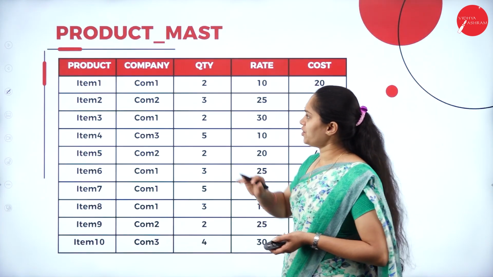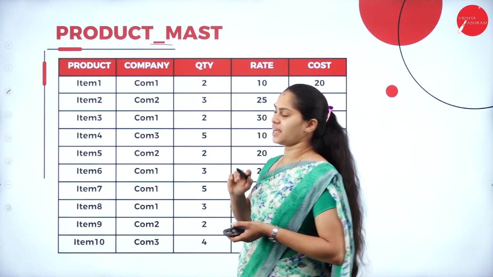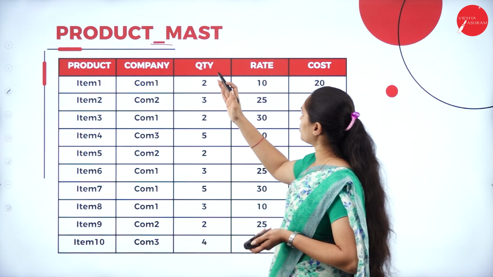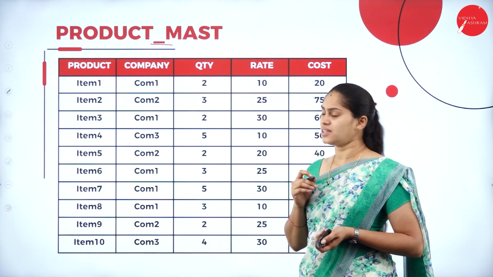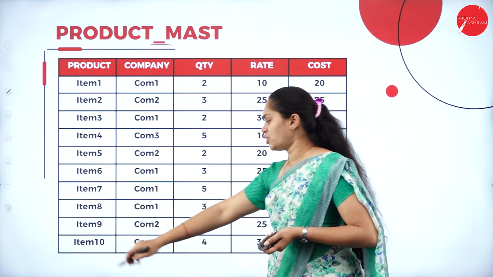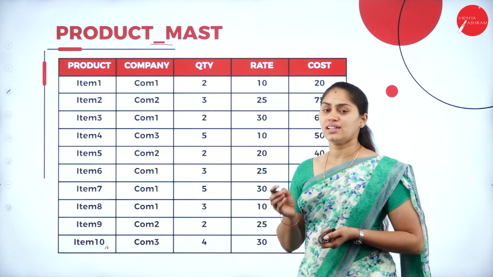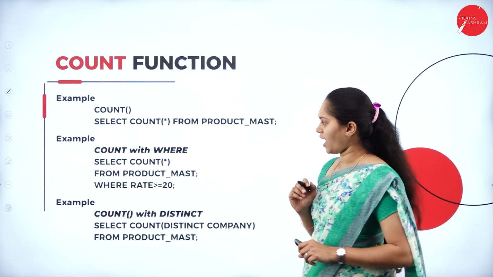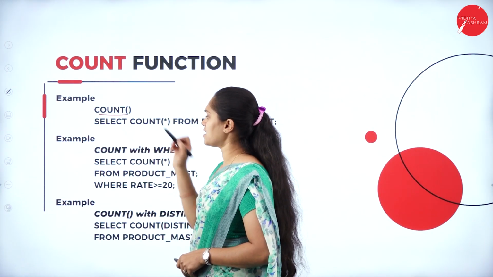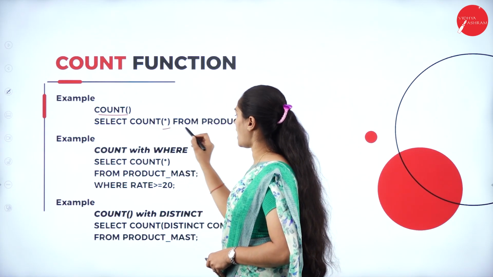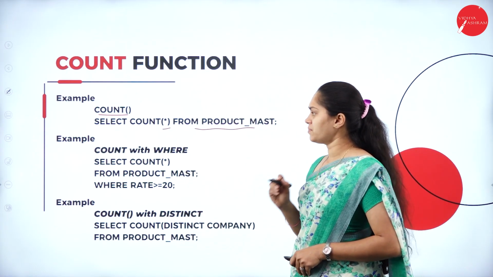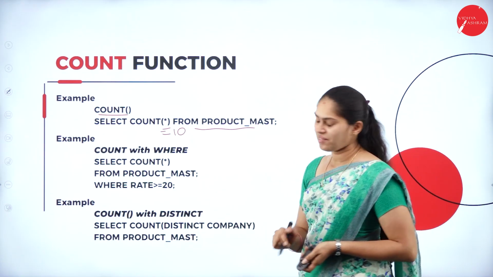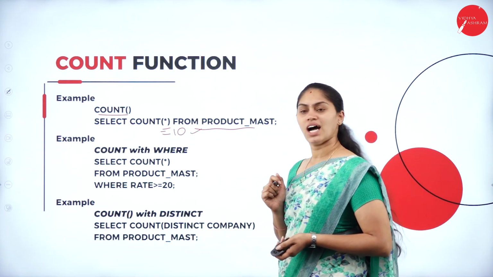Then if you take the example, consider the table called product master here. There we have product, company, quantity, rate and cost. So how many rows do we have? Totally we have 10 rows here. Then how can I get to know it? With the help of the count function, we can have it. So here we have the syntax: select count of star from product master. Then what will it return? How many rows we have? So totally we have 10 rows. That will be the output here.